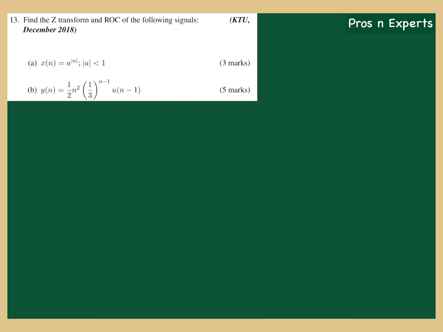And there is a sub question B also. Find the Z transform and ROC for y of n equal to half n square 1 by 3 to the power n minus 1 u of n minus 1.